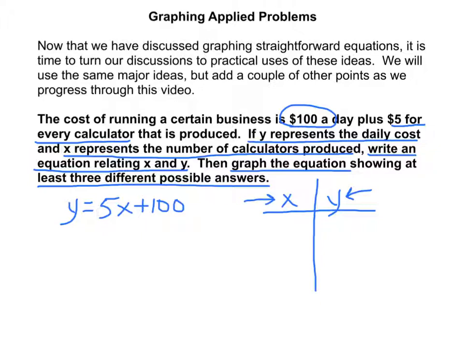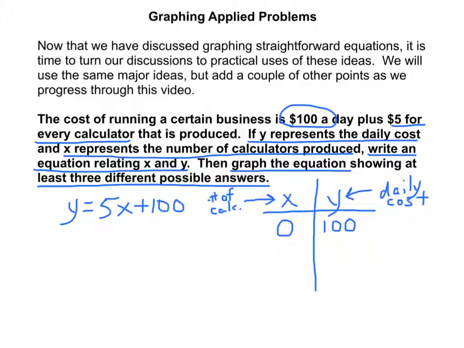Y, it says, is the daily cost. So I'm going to put that down, not just the Y, but the daily cost, and X is the number of calculators. Now, certainly I could have a business that does not open on a particular day, and I could have produced 0 calculators on that day. If that's the case, I still have $100 of daily cost per day, so if X is equal to 0, Y is 100.